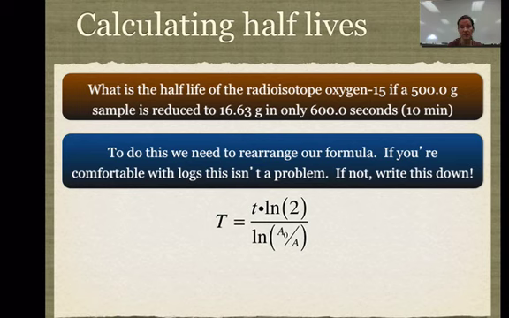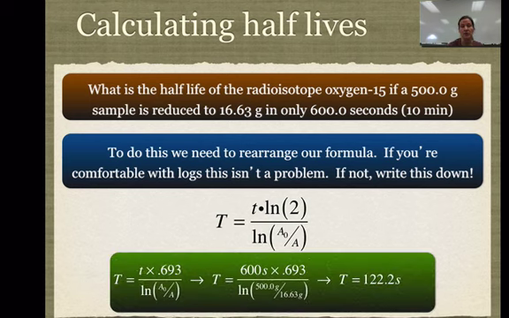Same variables. Big T is your half-life, small t is the amount of time that's gone by, A sub naught is the stuff you started with, and A is what you finished with. So if you're going to plug in the numbers from this problem, the amount of time that's gone by is 600 seconds. ln of 2 was just calculated to be 0.693. A sub naught, your original amount, is 500, and then you eventually have only 16.63. So if you calculate that, you'll get a half-life of about 122.2.